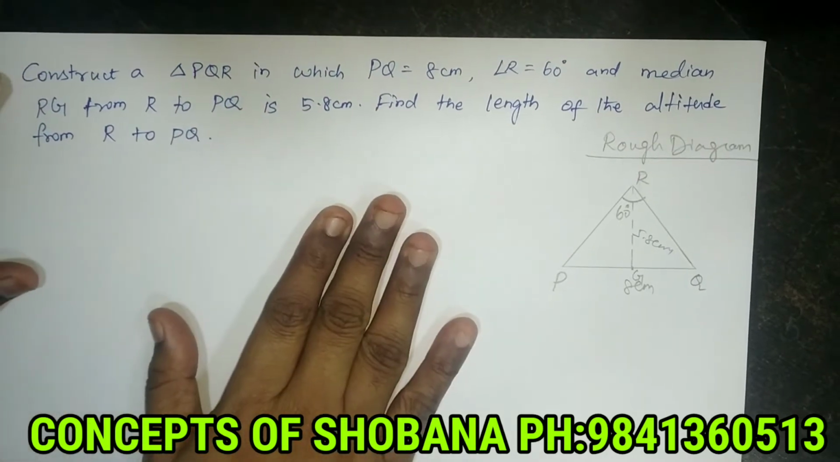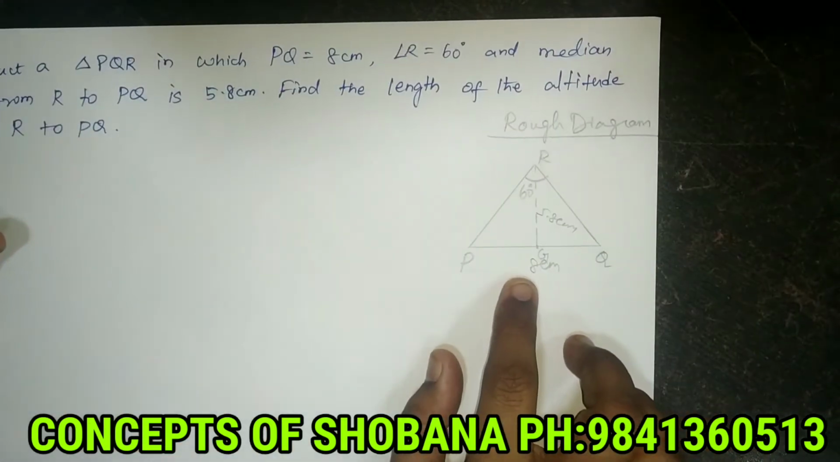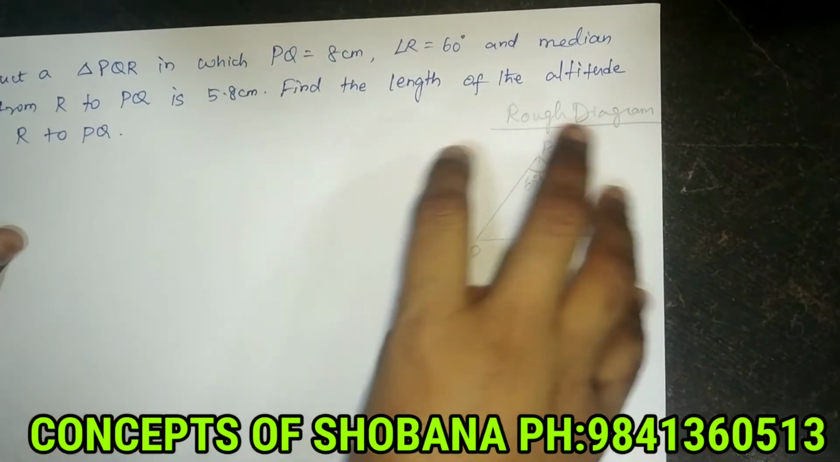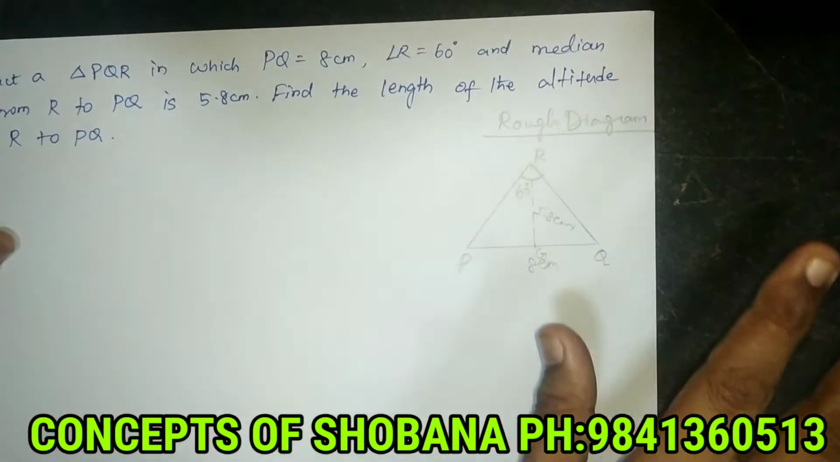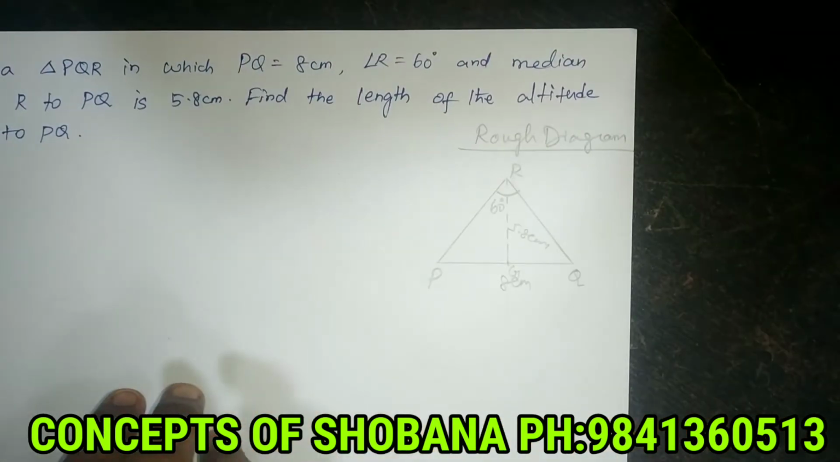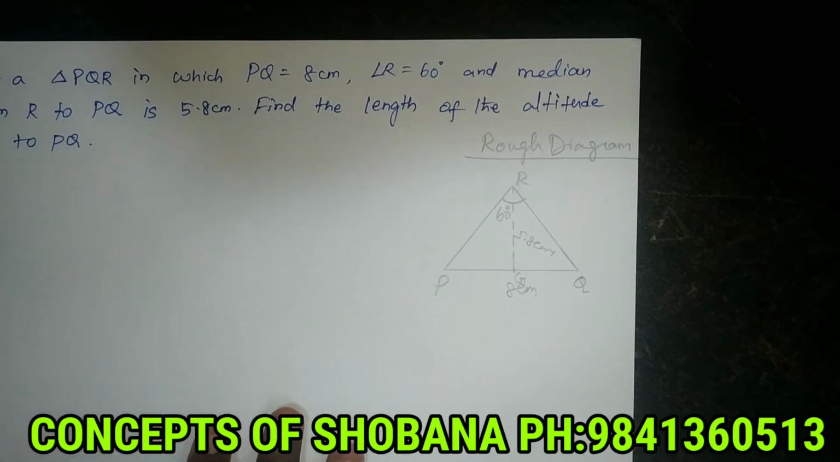So, what you have to do? You have to first draw a rough diagram. This rough diagram carries marks. So, now try to write all the data in this rough diagram. And that will give you a very clear picture as to how to go about with the construction part.